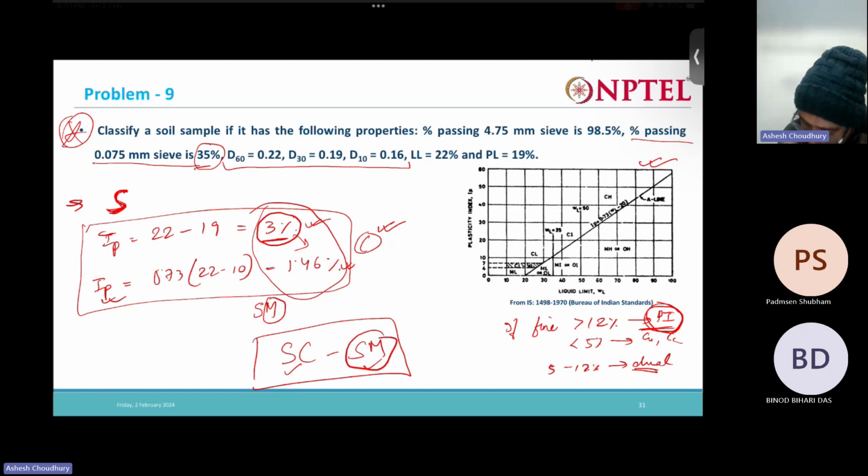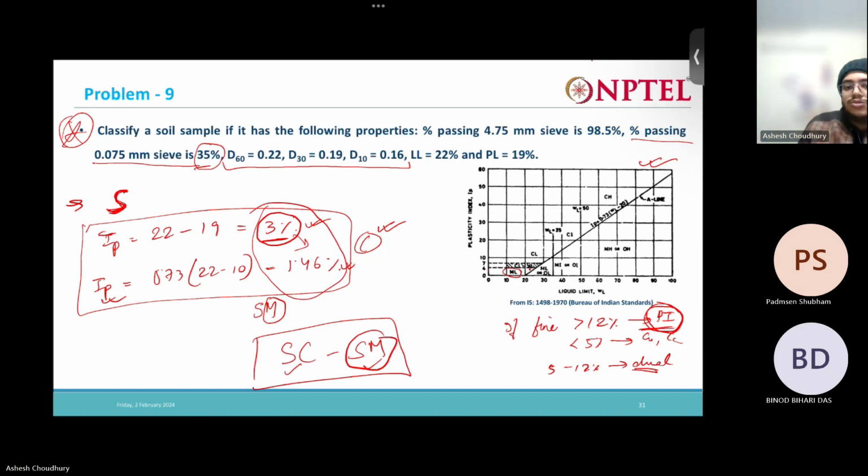So where will our soil plot? Our soil is going to plot somewhere here. Here, the red dot above 20 I've given here. So if it plots here, it is written ML, so it can be silt also, right? So it is a very dicey situation. You cannot say clearly. So that's why we write it as SC-SM. Obviously the plasticity index is also very low. The higher chances are that it will be SM. Okay, so that is the thing.